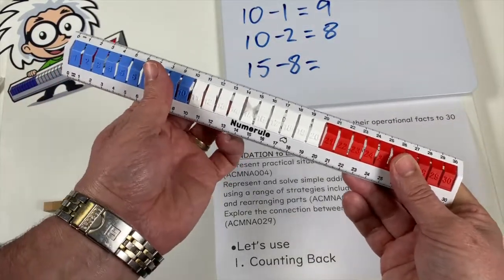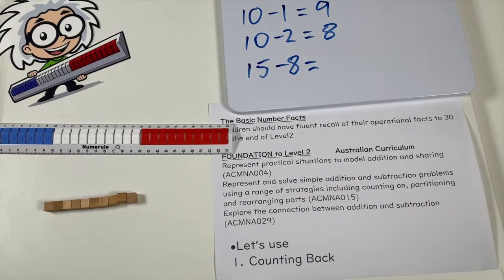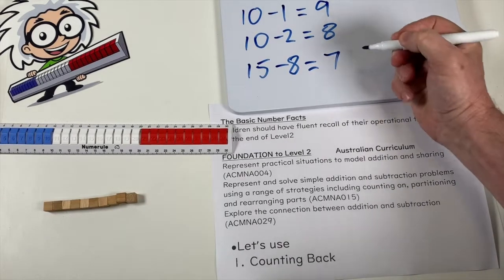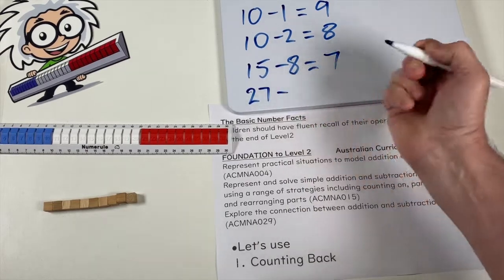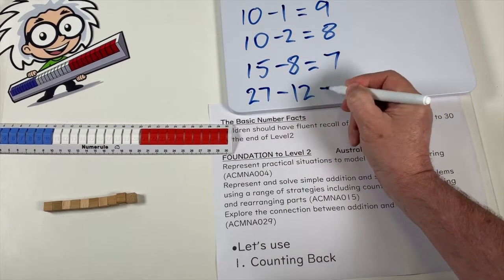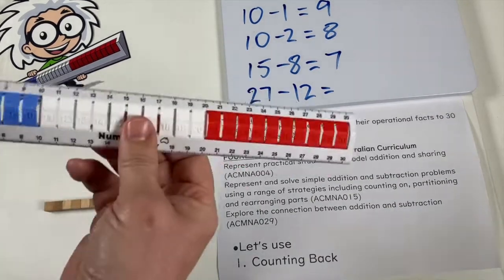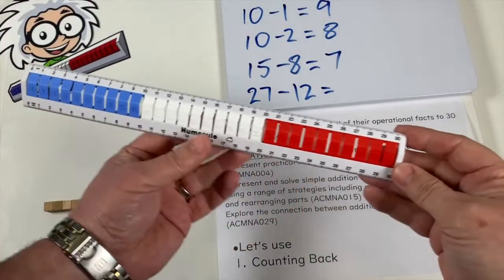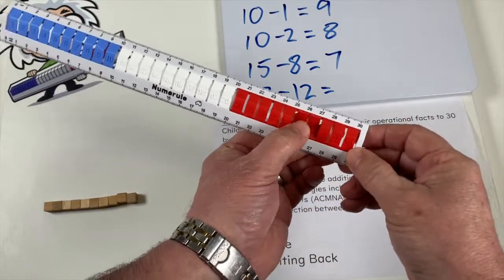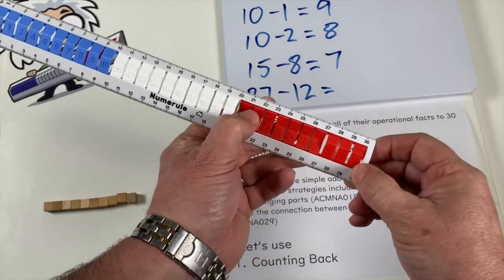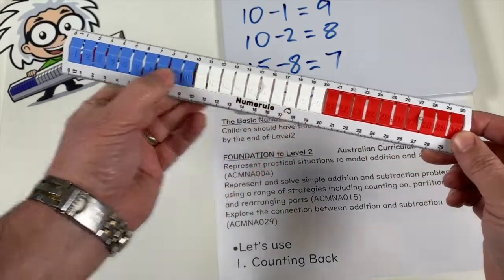Let's do one more of these to show that we can even go a little bit harder, and we'll just write down the answer to that one there. And let's go with 27, and let's take away 12. And let's see where we get with this. All right, so here's our numeral, and let's find where our 27 is. Here it is here, and let's take away 12. 1, 2, 3, 4, 5, 6, 7, 8, 9, 10, 11, 12. And our answer is 15.